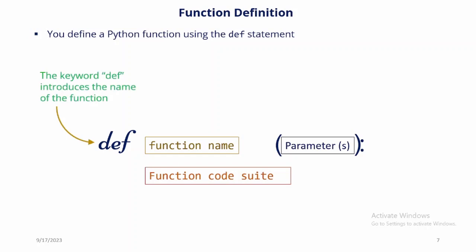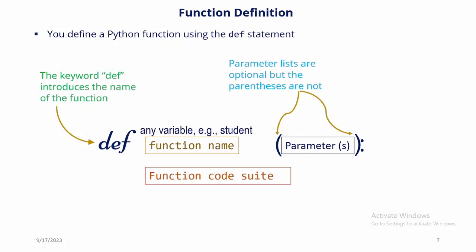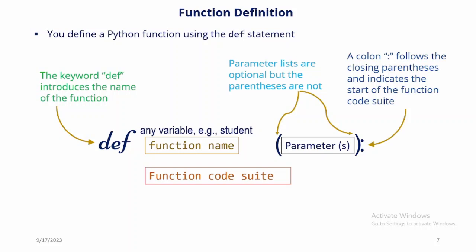Now let's look at this in more detail. The keyword def introduces the name of the function. This is what tells Python that what you are creating here is not a for loop, it's not a while loop, it's a function. We use def. The function name can be any variable, but it is advisable to use a descriptive variable, something that actually describes what you are trying to do with this function. Parameter lists are optional, so not every part of a machine actually accepts an input. Not every function you create will accept an input. The closing colon follows the parenthesis, and that indicates the start of the function code suite. If you omit that colon, you'll get an error.